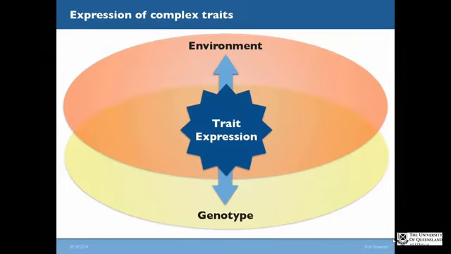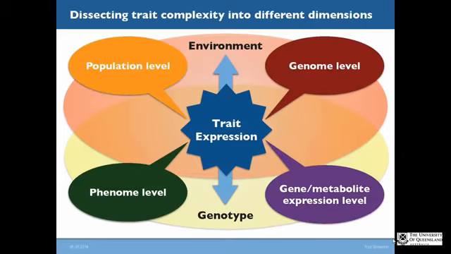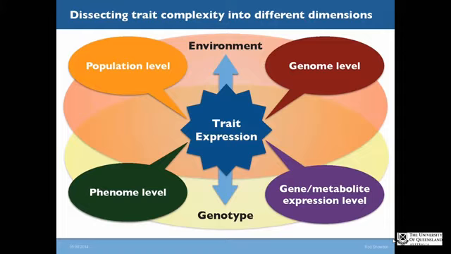So this is the simple model of trait expression, which I'm sure everyone's familiar with. Basically, the fact that genotype and environmental variants are contributing to phenotypic variance, so that the trait expression is a product of this interaction between genotypes and environment. And what we do is to try and come at this from different levels to try and dissect this extremely complex interaction into different components.